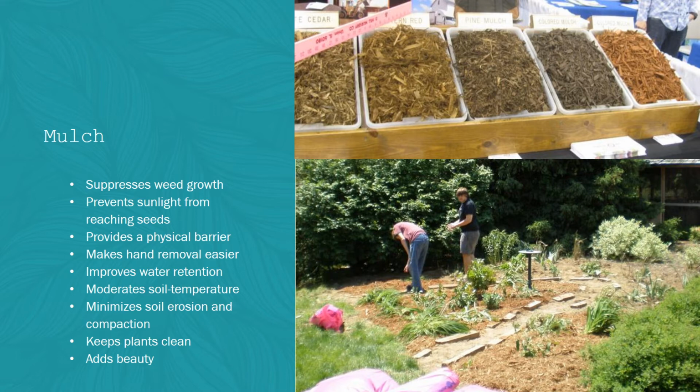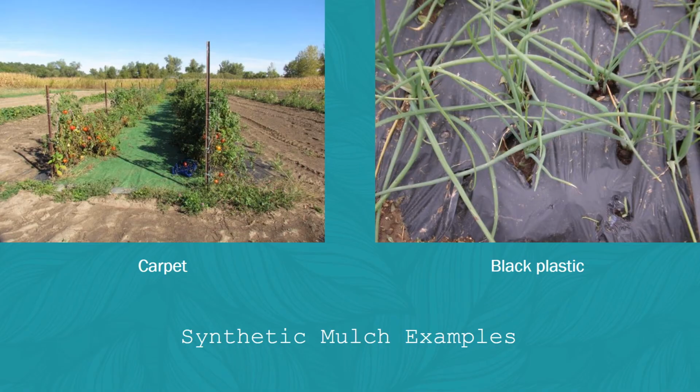Mulch can be used to conserve moisture through improved water retention. In mulched beds, soil temperatures are kept moderate. Soil erosion and compaction are minimized, thus improving soil structure, and produce is kept clean. Mulch also helps reduce the risks of soils that contain high levels of lead. Rhonda discusses this more in her module. One last benefit is that mulch adds beauty and contrast to the garden.